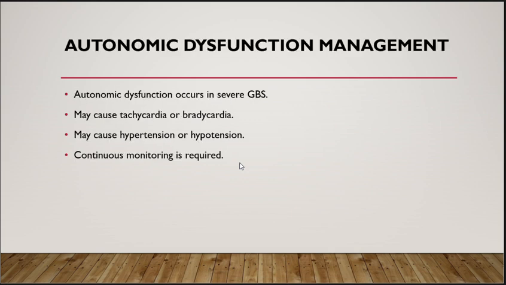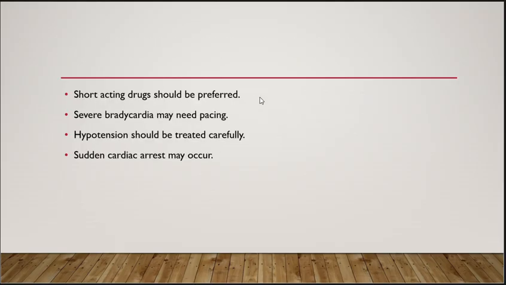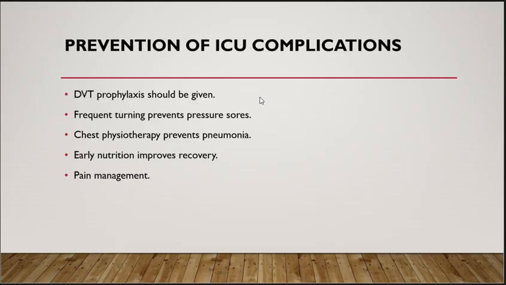Gas exchange is normal. Whereas autonomic dysfunction occurs in severe GBS, and may cause tachycardia or bradycardia, hypertension, hypotension. Continuous monitoring is required. The short-acting drugs are preferred over the longer-acting. Severe bradycardia might require pacing. Hypotension should be treated carefully, whereas sudden cardiac arrest may occur in some patients.